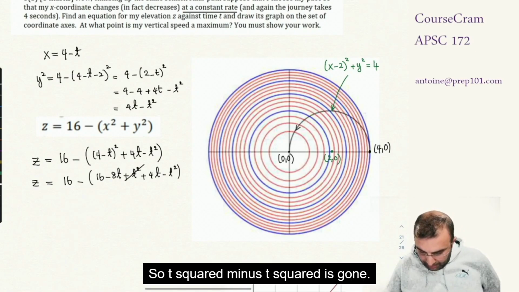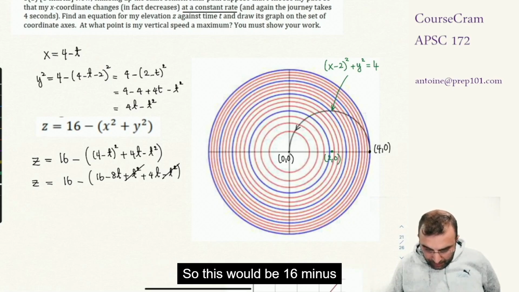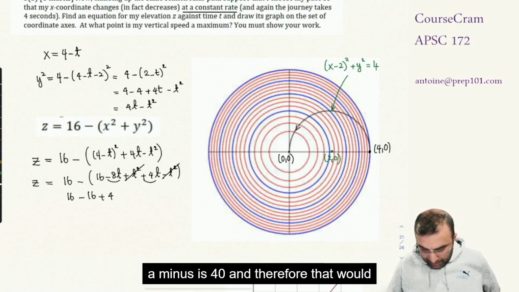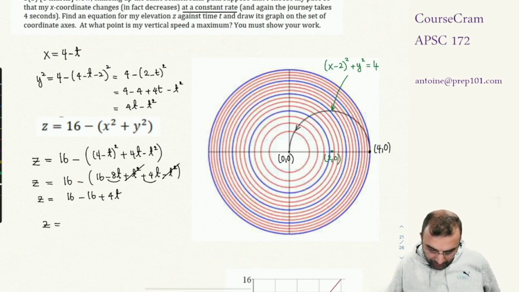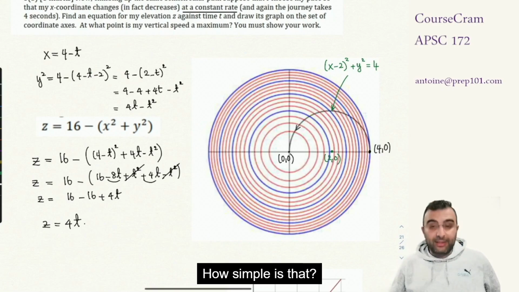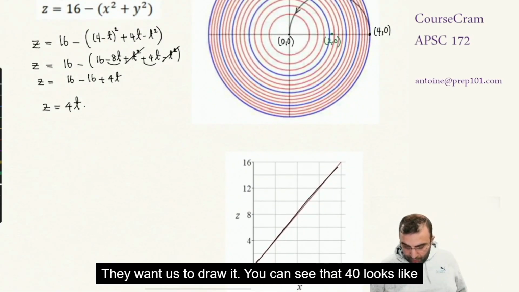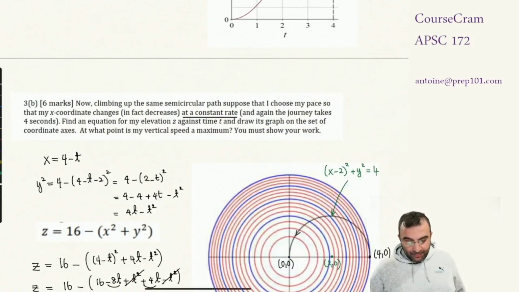So t squared minus t squared is gone. So this would be 16 minus 16, and then minus 8t plus 4t is minus 4t, with a minus is 4t, and therefore z would be equal to 4t. How simple is that? They want us to draw it. You can see that 4t looks like this.